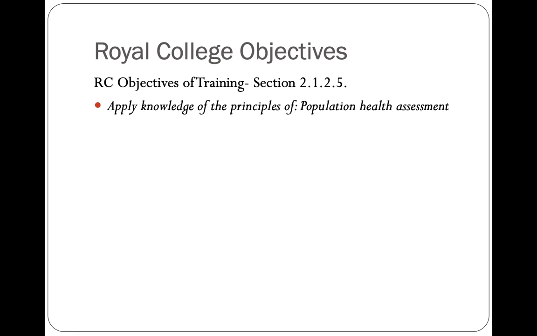So for the Royal College objectives, part of section 2.1.2.5, apply knowledge of the principles of population health assessment. I'm sure this intersectional approach is probably captured in other objectives as well, but since we're in this theme, I'm leaving that there.